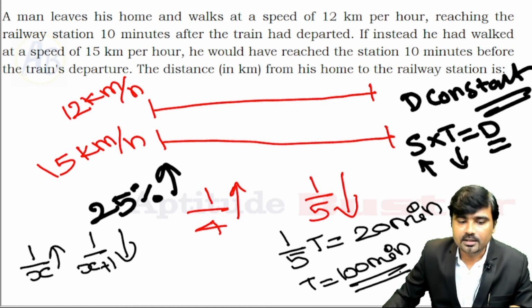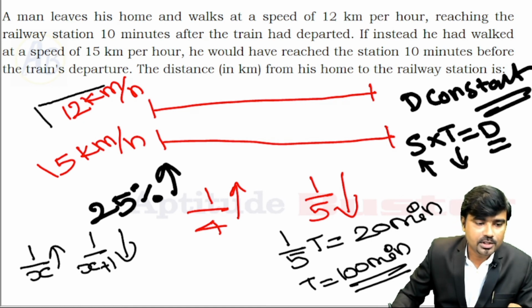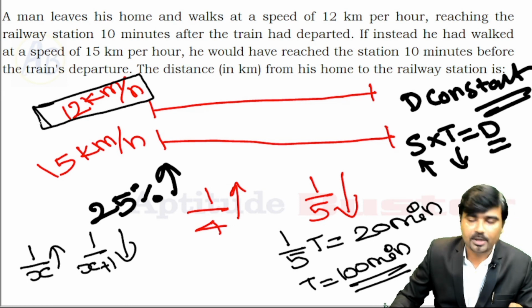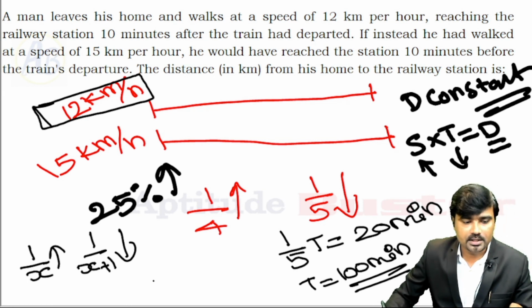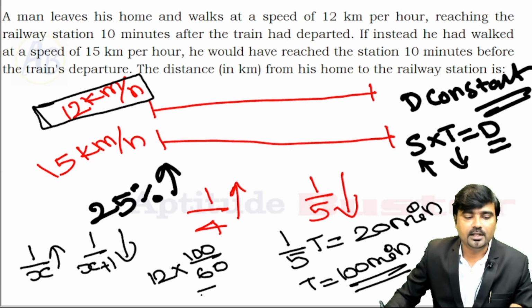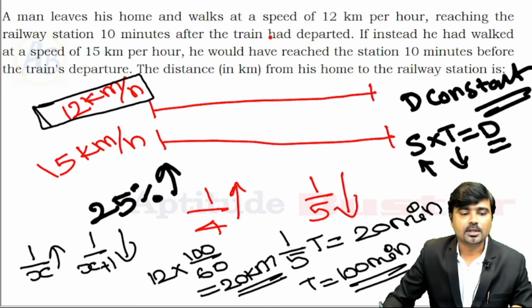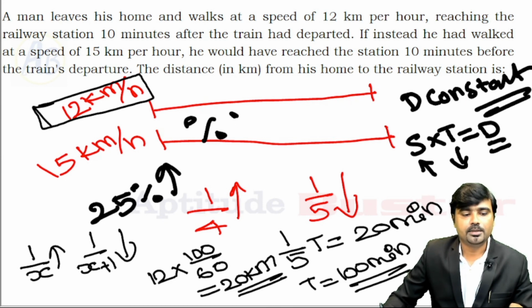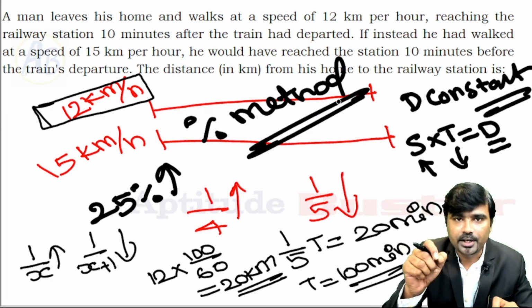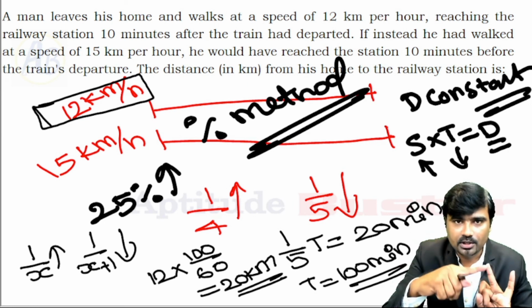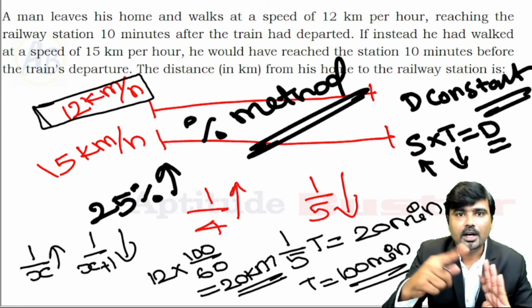Original time taken is 100 minutes and we know the original speed. Original speed is 12 km per hour. So 12 into 100 divided by 60 gives you 20 kilometer. So the answer for this question is 20 kilometer using the percentage method. This is called the percentage method. Okay, the same question I explained to you using formula, using logic, using ratio and using percentages.